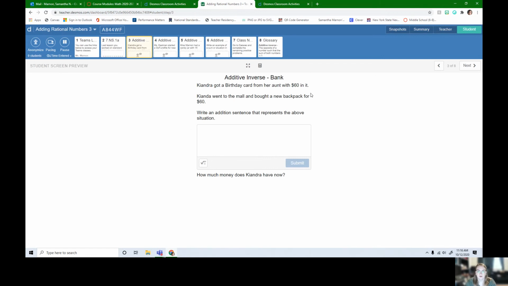Keandra got a birthday card from her aunt with $60 in it. Keandra went to the mall and bought a new backpack for $60. Write an addition sentence that represents the above situation. When she got the $60, that was positive and money into her bank account. We're always going to be writing adding, but now she bought a new backpack. That new backpack cost her $60, so that's going to be -$60 in her bank account. If you think about what happens when you get money and then you spend the same amount, you do end up with 0. So how much money does Keandra have now? She has $0.